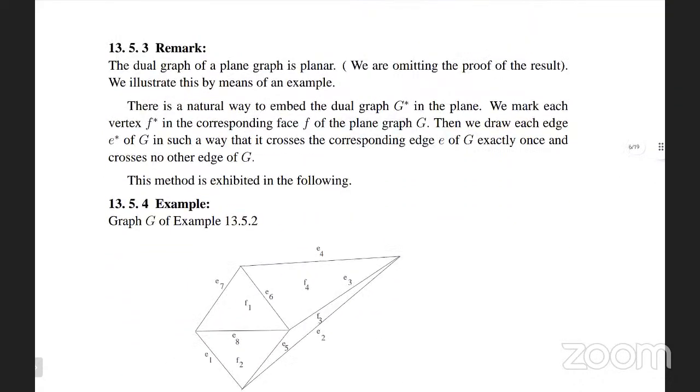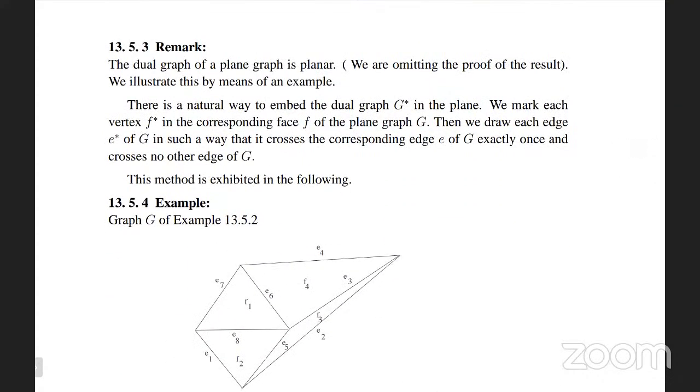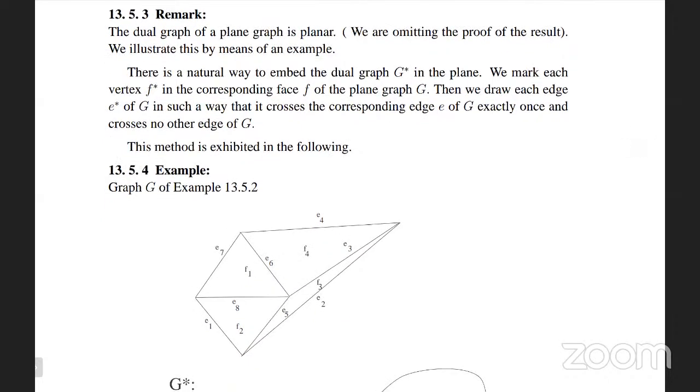Now coming to the remarks: this dual graph is also a planar graph only, not a separated graph. In a dual graph G star in the plane, if I take the vertex F star in the graph corresponding to face F of the plane graph G, then we can draw each edge E star of G star in such a way that it crosses the corresponding edge E belonging to G exactly once. Already it is a planar graph, which means its edge must cross only one. If a cross cut happens with any other edges in G, then it is not planar.